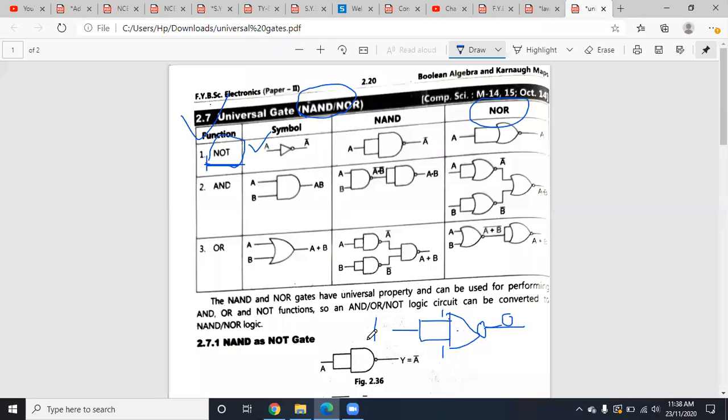If I apply 1 at its input, it will be 1 1. And in case of a NOR gate also, when both the inputs are high, the output is always true. And I'm getting 0 at the output. So after application of 1 as an input, I'm getting 0. So that is the basic operation of a NOT gate.